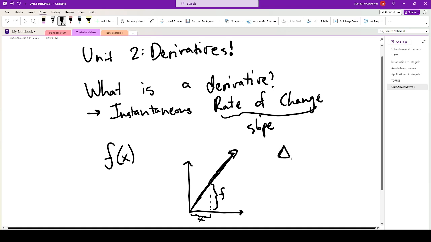And what do we call that? We call that the slope, or m, if you remember from algebra. So the slope of a line is essentially the change of the output divided by the change of the input, okay?